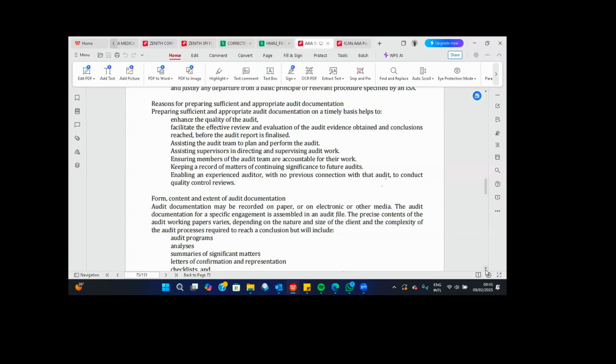Five, it ensures members of the audit team are accountable for their work, because they have already shared the work, the responsibilities. So they are accountable to their own bit. Six, keeping record of matters of continuing significance for future audits. Seven, enable an experienced auditor with no previous connection with the audit to conduct a quality control review. You have looked at that in chapter 5 in previous classes, okay? If you are not clear with that one, you can refer to the lecture notes or lecture recording that was shared, all right? Any questions so far?